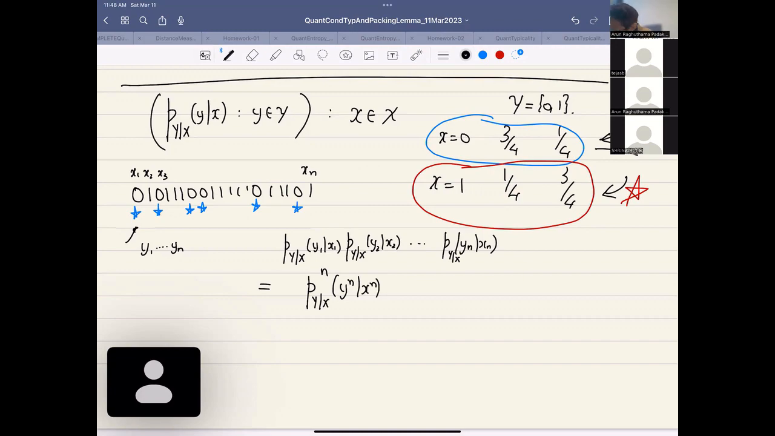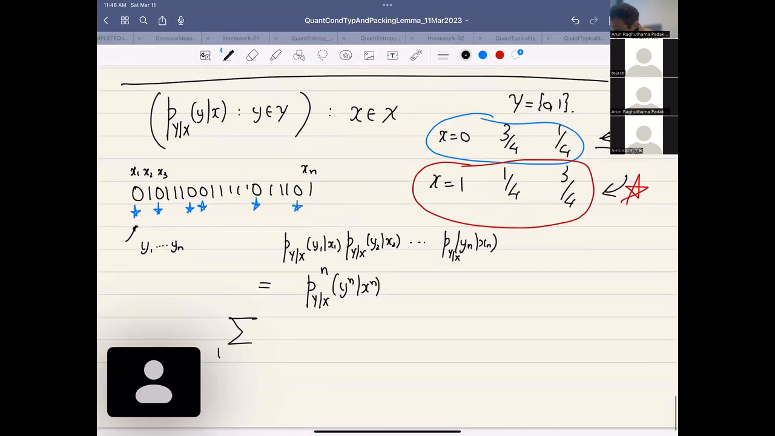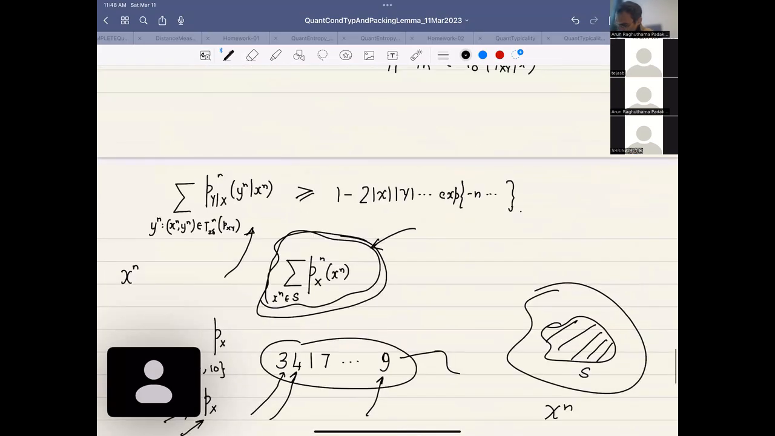Now, when I sum over some set, let's call it some set S, so y^n belongs to S of P_{Y|X}^n of y^n given x^n. What do I mean? Essentially, I have this big Y^n set that I could have landed up anywhere. If I pull my y's in this way, what is the probability that I will fall in a set capital S, correct? Yes. So that is what this was telling you.